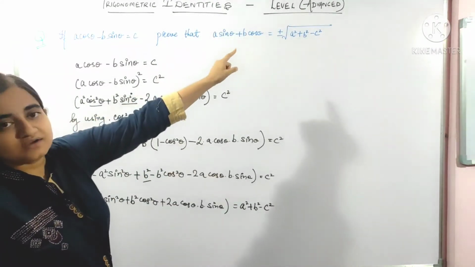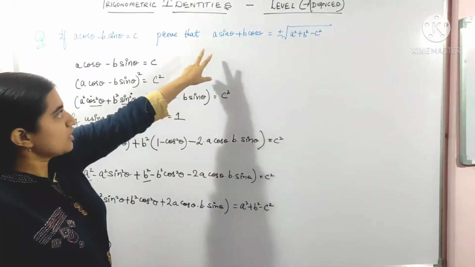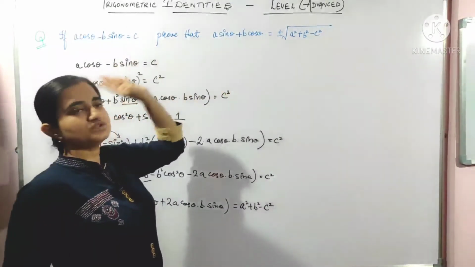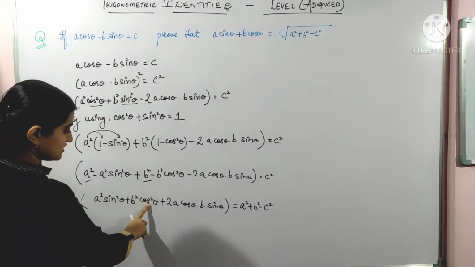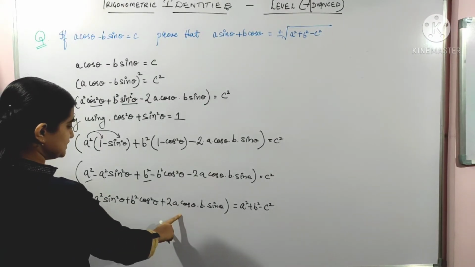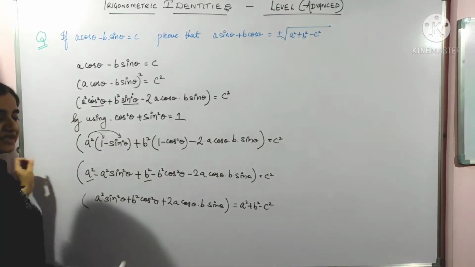We got the answer from the right hand side. Now we have to do a little bit of changes to achieve this also, and if we have done this, we can do this also. So a square sin square plus b square cos square and this, so we can write it as a plus b whole square. Yes, we can apply the algebraic identity.